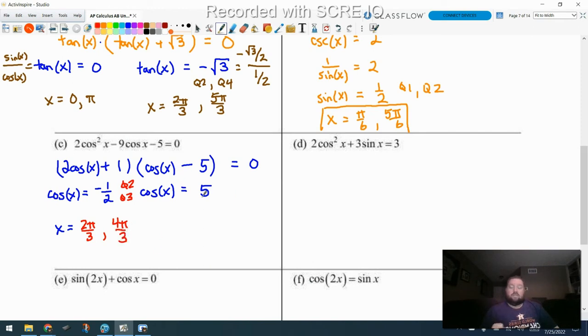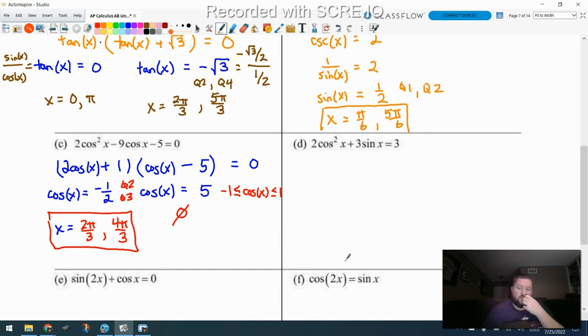Cosine is never equal to 5. Remember that cosine is always between negative 1 and positive 1. So if you ever have cosine equal to a number smaller than negative 1 or bigger than positive 1, that is just no solution there. So we only end up with 2 possible solutions for that original quadratic equation, 2 pi over 3 and 4 pi over 3.